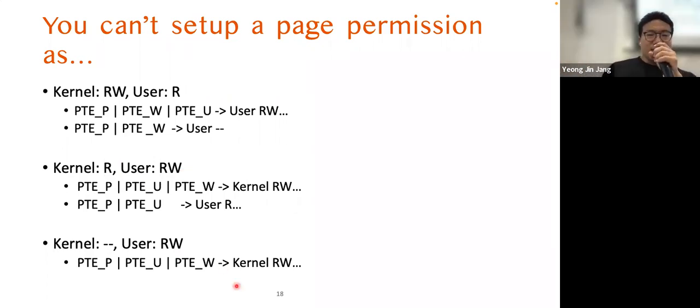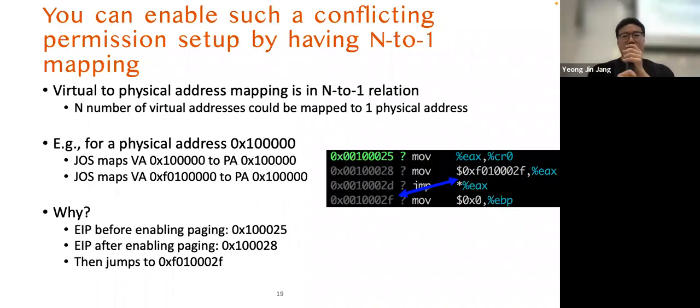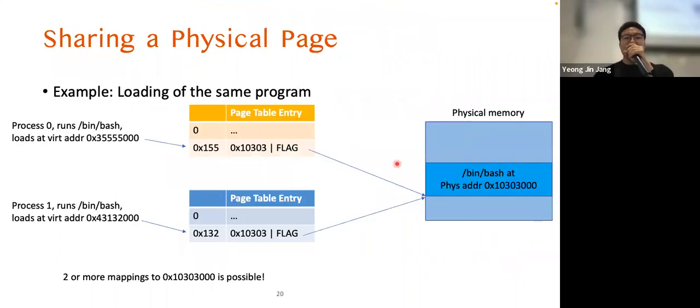That is not possible. So the way to enable conflicting memory permissions is to have multiple virtual addresses pointing to one physical address space. So the virtual to physical address mapping is an N-to-1 relation. What that means is, suppose you have one physical address, then there could be multiple virtual addresses pointing to the same physical address. So the example is something like this.